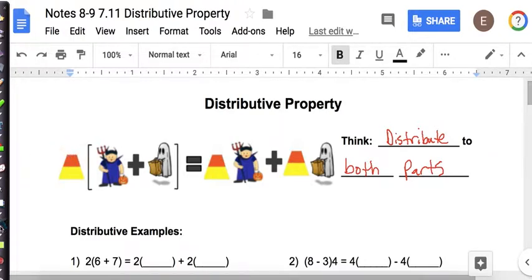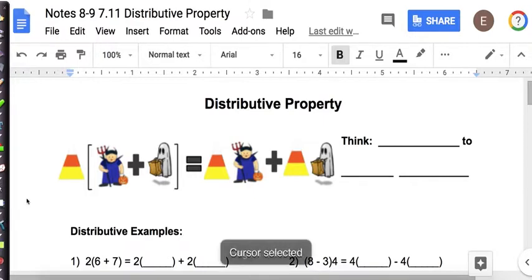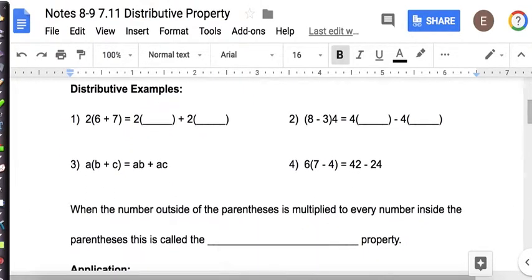So let's look at some with numbers and letters. So example number 1, it says 2 parentheses 6 plus 7. So number outside of the parentheses means multiply, so we're going to distribute the 2 to both parts. So 2 times 6, then the addition sign, and 2 times 7. Now we've just used the distributive property, and that's it.